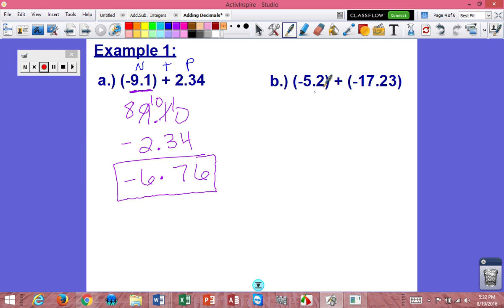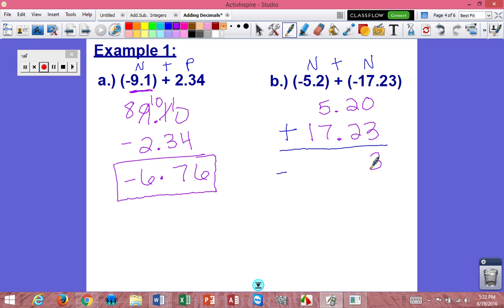Alright, letter B, we have negative 5.2 plus a negative 17.23. Since we're adding the same signs, we are just going to add like normal, and we're going to make sure that our answer is negative. So I'm going to go ahead and put a negative sign down here. So we've got 5.2 plus 17.23. Again, notice how I lined up those decimals. Empty space, I'm going to fill with a 0. And then I'm just going to add it all together. So we get a negative 22.43.